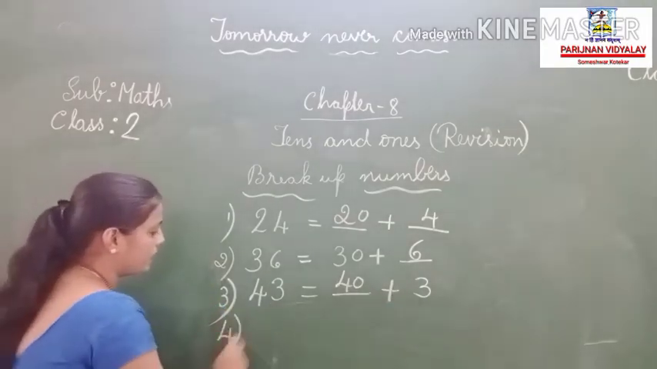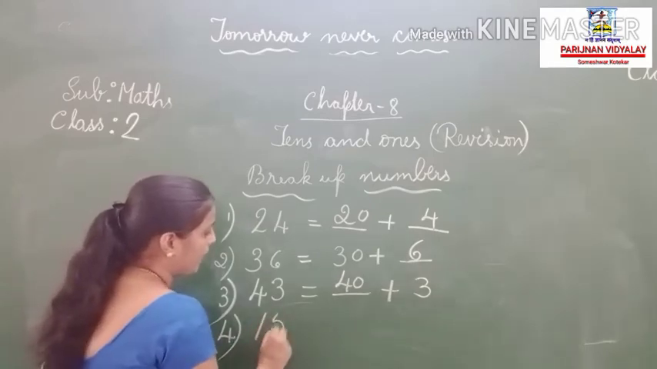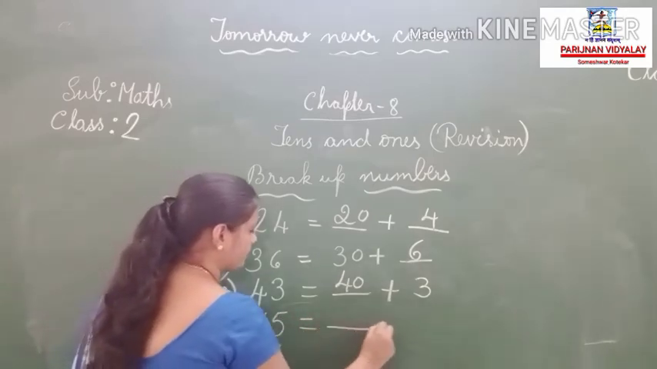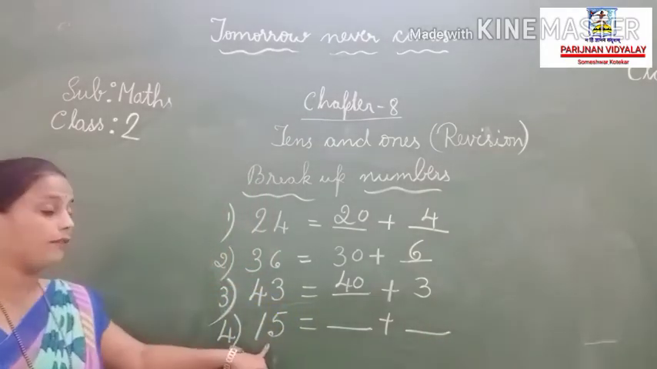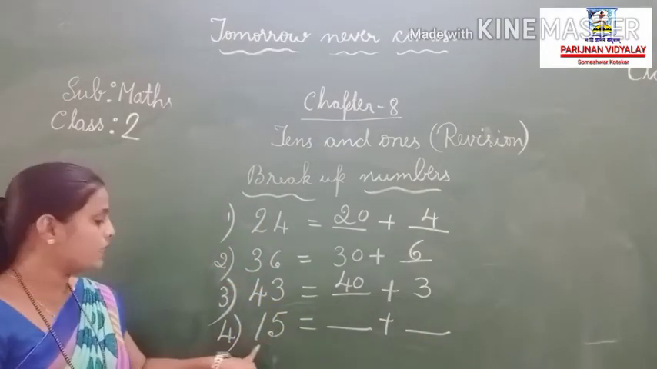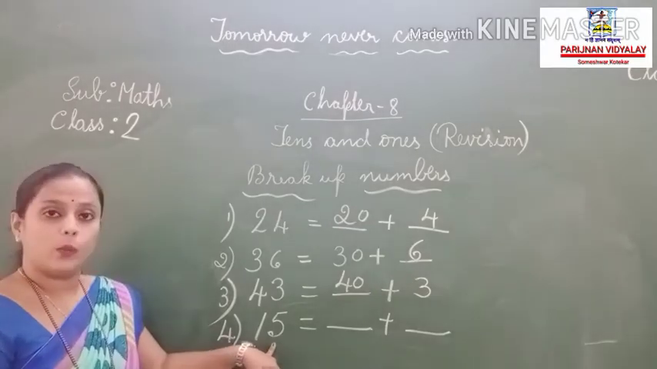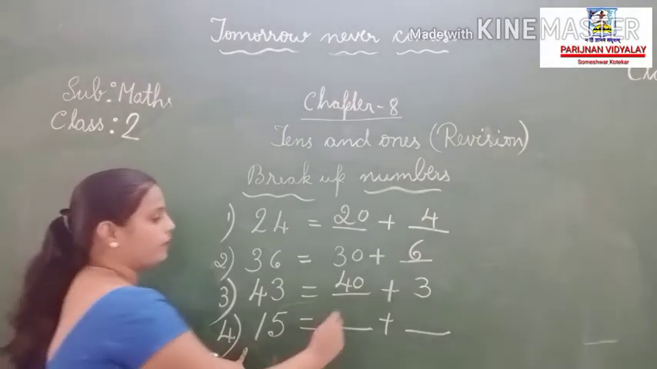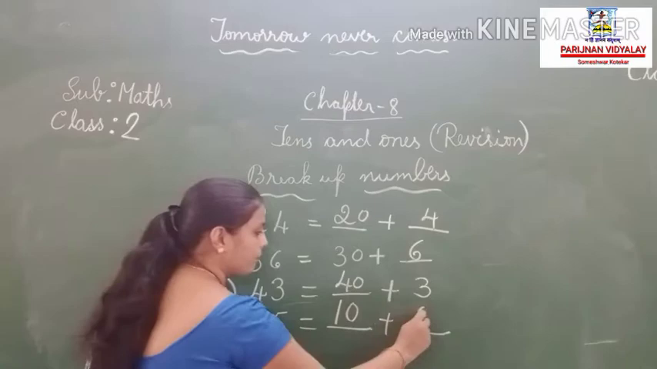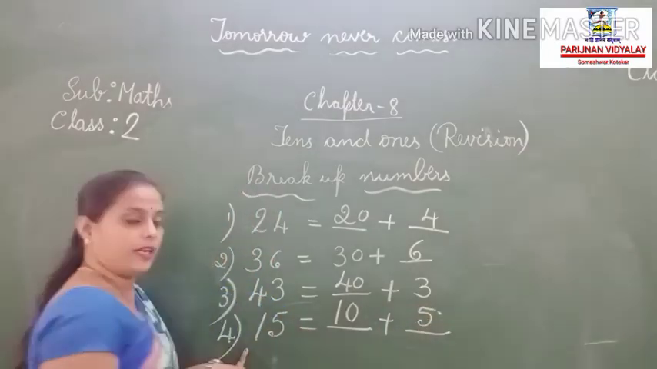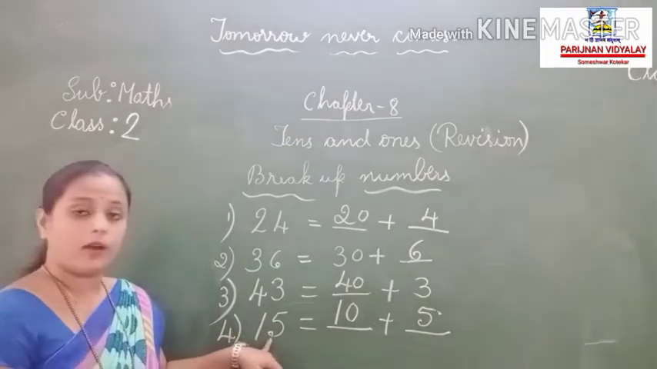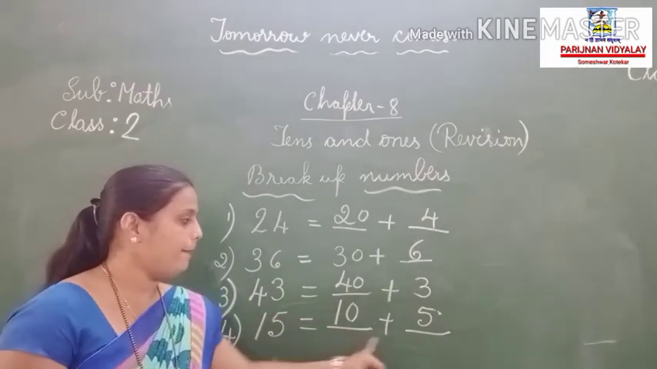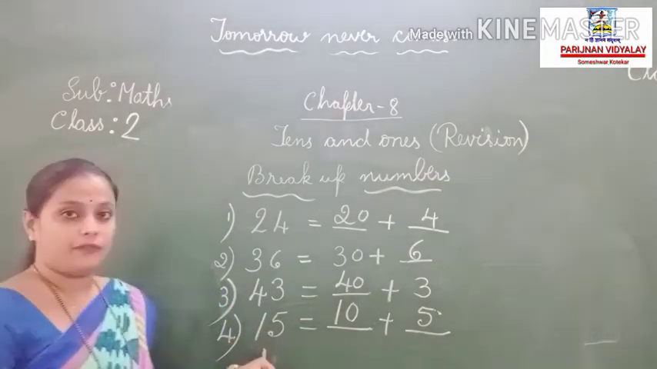Next number is 15. Yes, tell me breakup numbers of 15. 15 means 1 ten, 5 ones. Yes, very good. 10 plus 5, 15. 1 ten means 10, 5 ones means 5. 10 plus 5 makes 15.